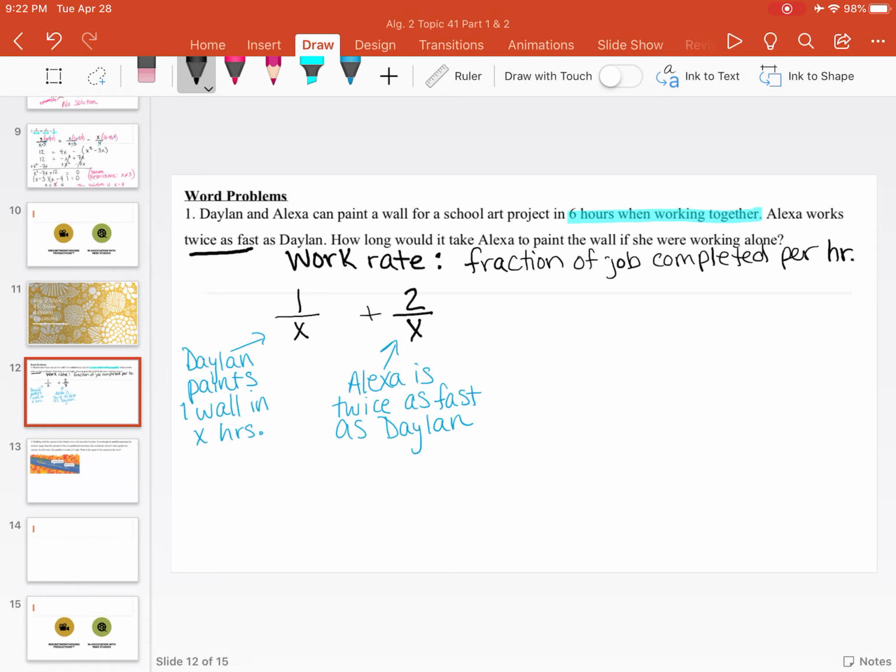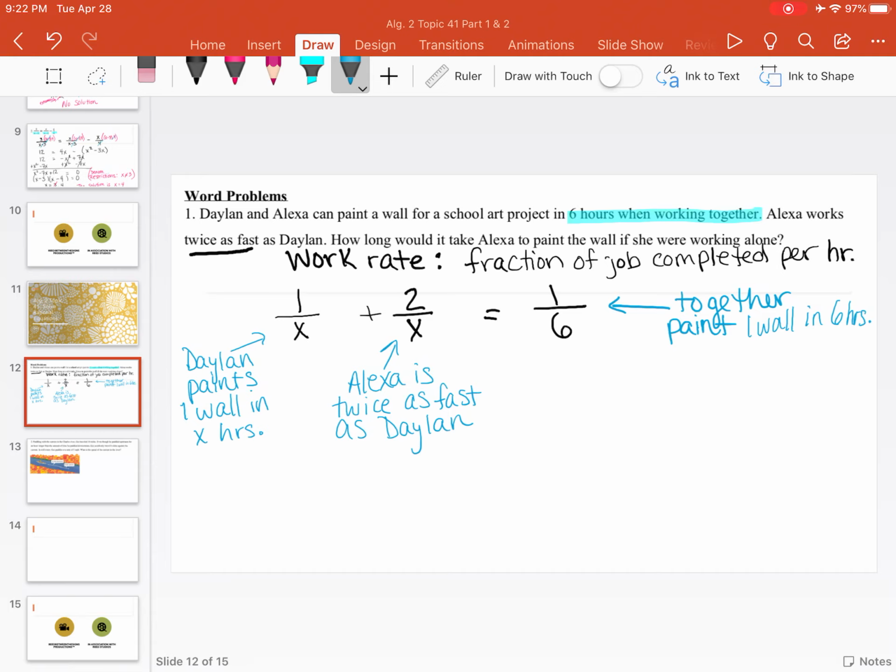However, we also know together that they take 6 hours to paint one wall. So one wall can be completed in 6 hours. So here is our equation.